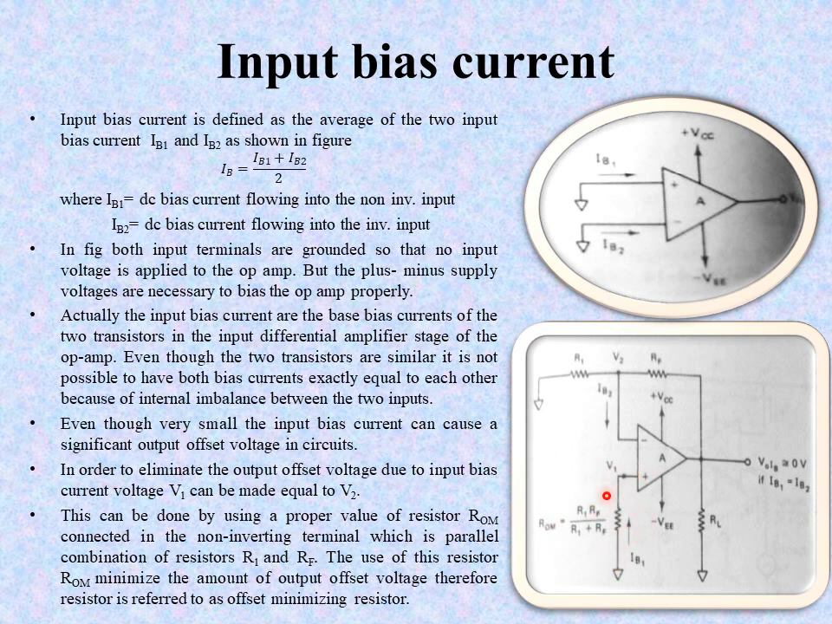This helps us in reducing the effects due to input bias current. The use of this resistor minimizes the amount of output offset voltage. Therefore, the resistor is referred to as the offset minimizing resistor. So this ROM, its name is offset minimizing resistor.